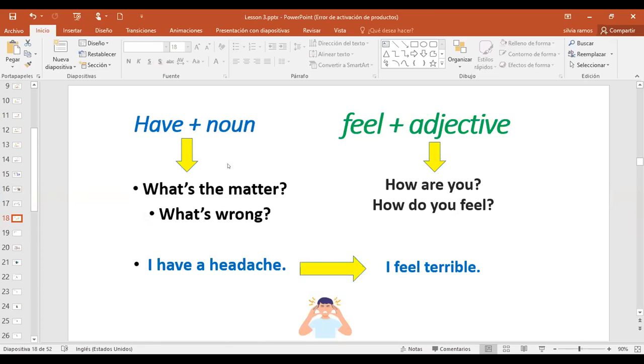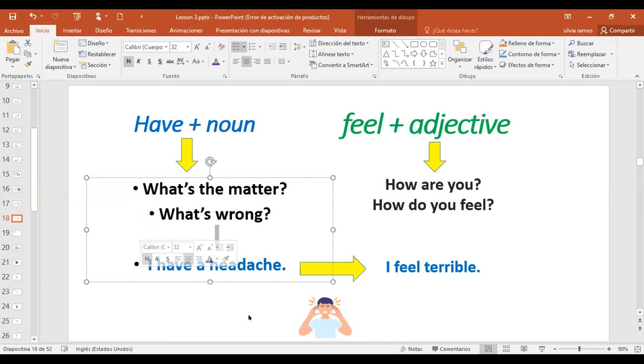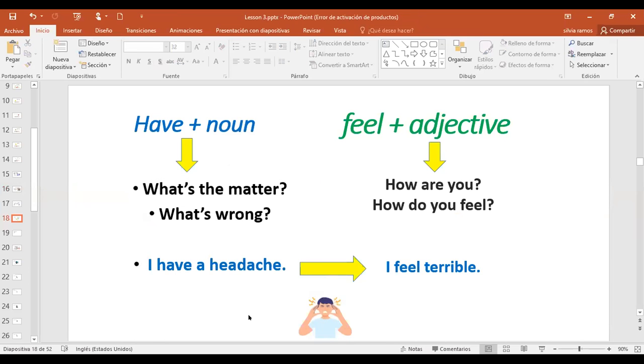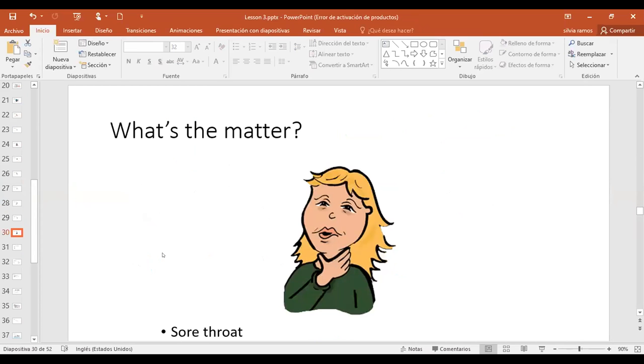Okay. I remember we practiced this, correct? Yes, we practiced this. Okay, very good. So if I ask you the question, what's the matter or what's wrong? You are going to answer, I have a headache, for example. I have a backache. I have a sore throat, right? So that will be the possible answer that you can give me, right?